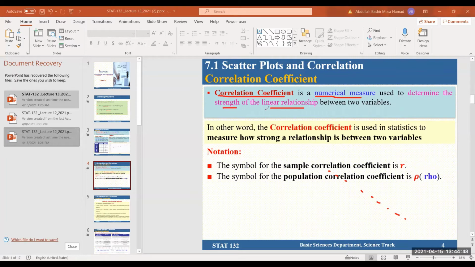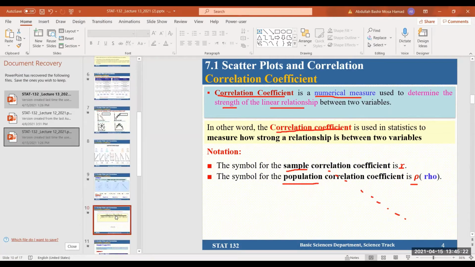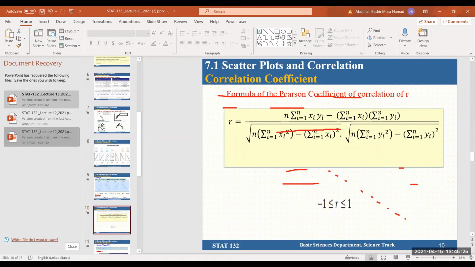For the correlation coefficient, if we compute it for a sample, we denote it by R, which is a statistic. If we compute it for a population, we denote it by rho, and it is a parameter. So how do we compute the correlation coefficient? Let's see the equation of the correlation coefficient. This is the equation of the correlation coefficient. Is it clear?